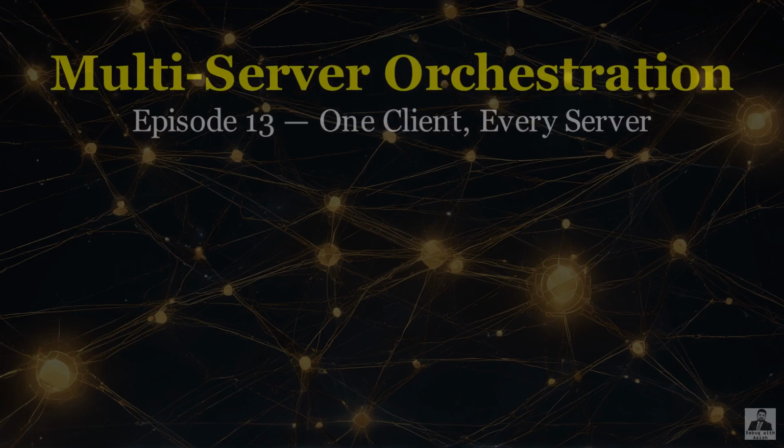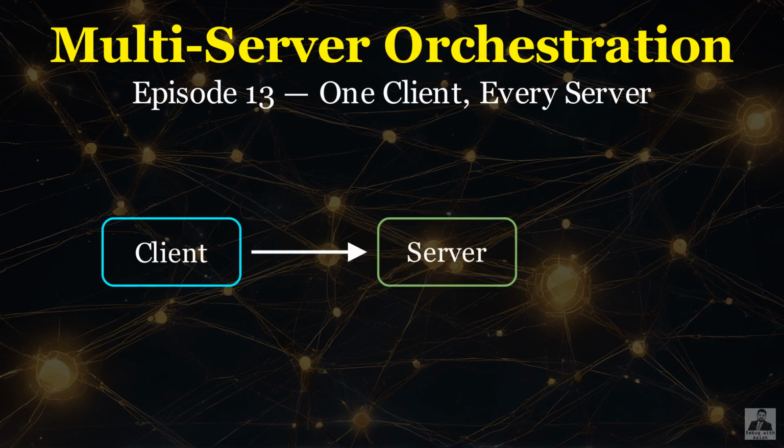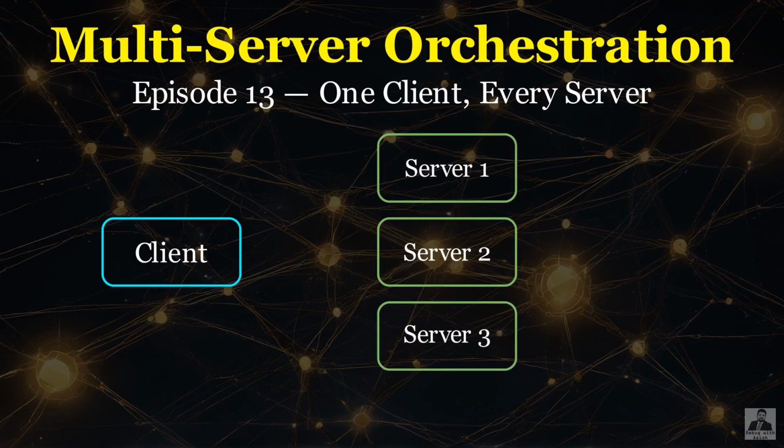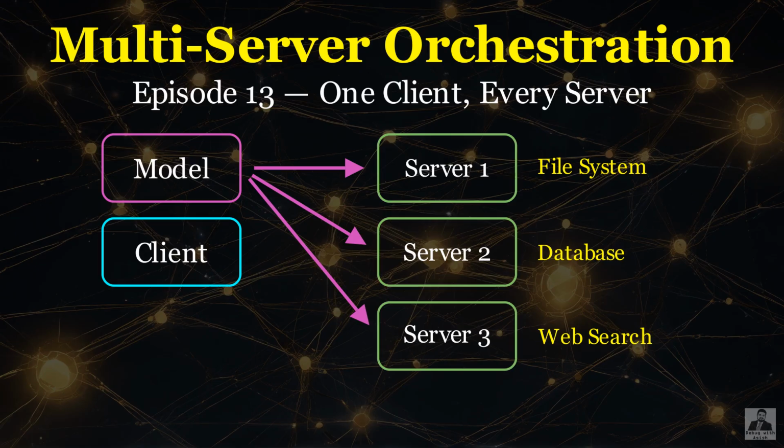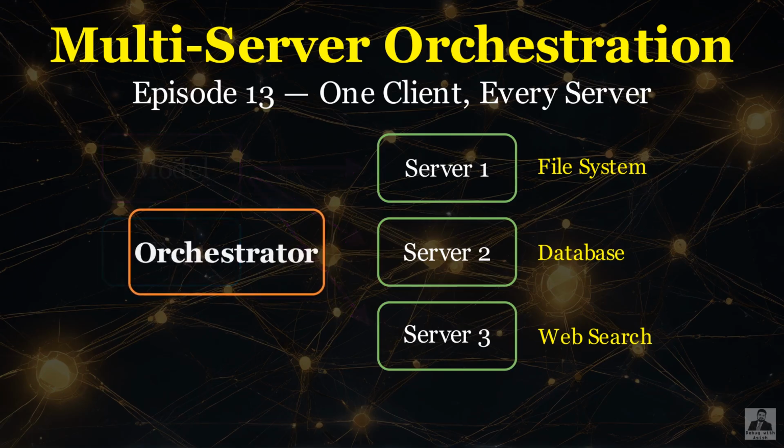In episode 12, we built a client that connects to one server and drives a tool calling loop. But in a real system, you have multiple servers: a file system server, a database server, a web search server. The model needs access to all of them at once. In this episode, we build an orchestrator that connects to the entire fleet, merges their tool lists into one unified catalog, and routes every tool call to the right server automatically.